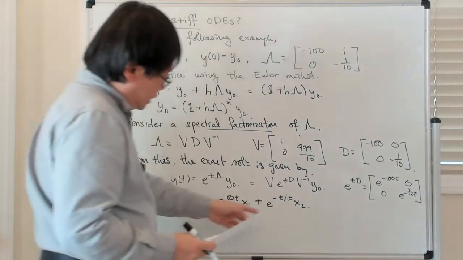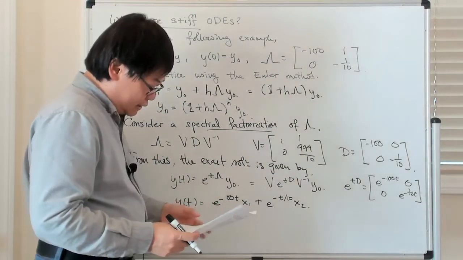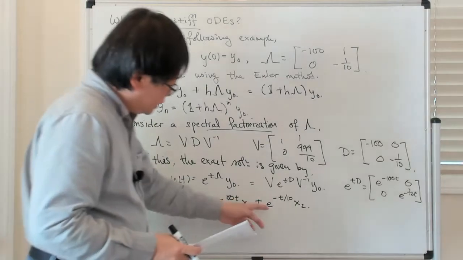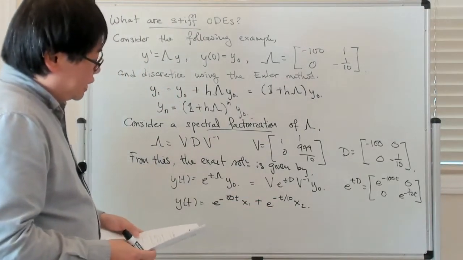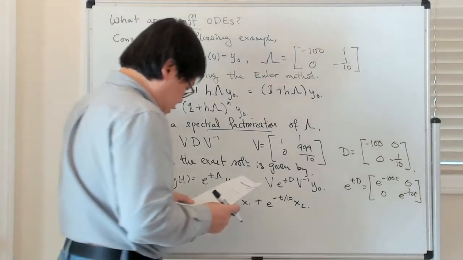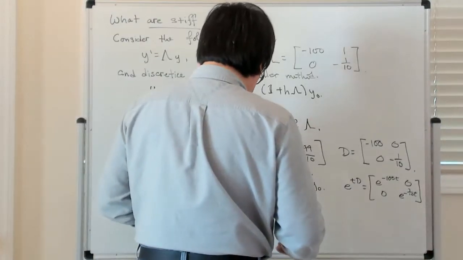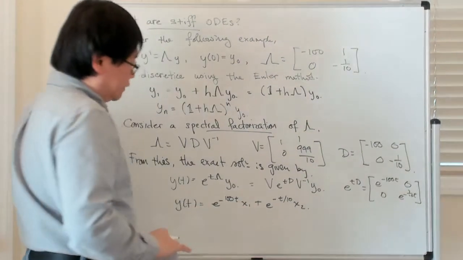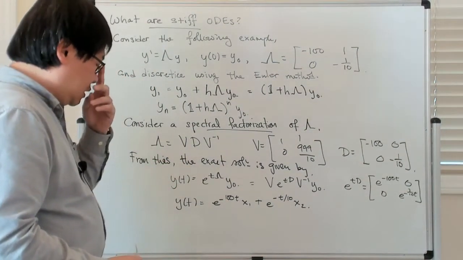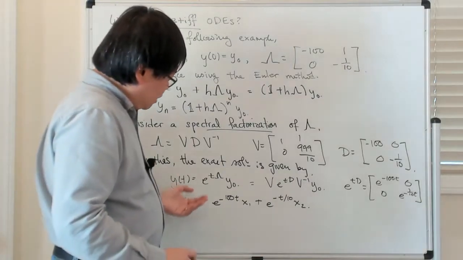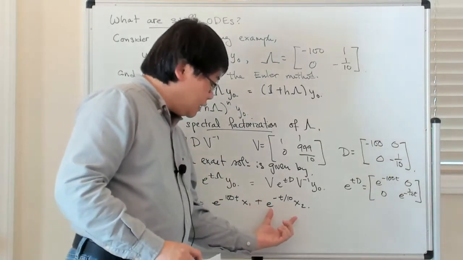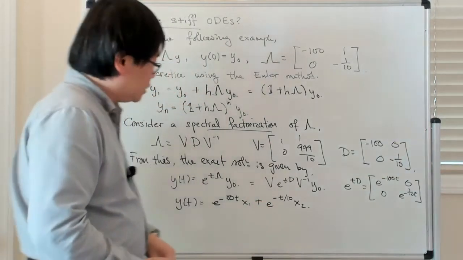And of course, e to the minus 100t decays extremely fast, and this e to the minus t over 10 term decays much more slowly. So that tells you something about the solutions. More or less what happens is that even after a moderate amount of time, the solution of the continuous differential equation is in some sense dominated by the term which is decaying much more slowly.